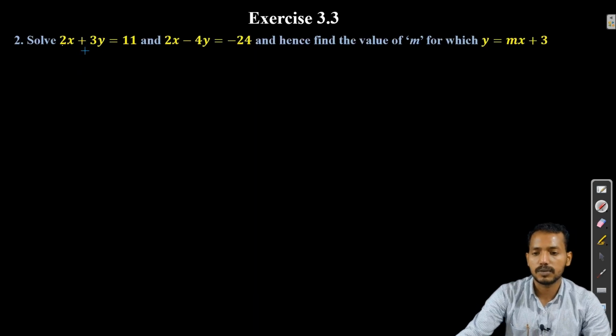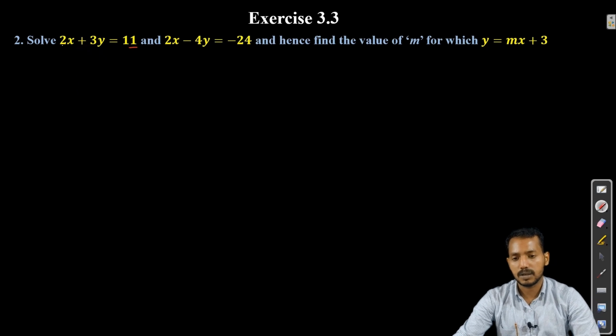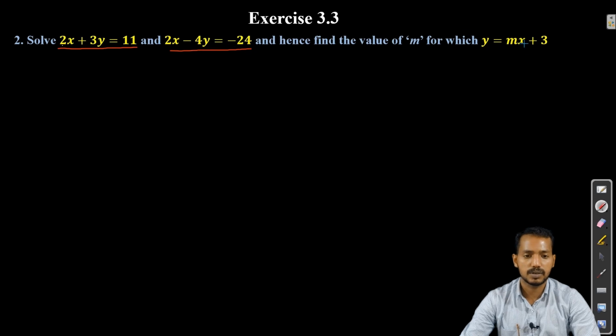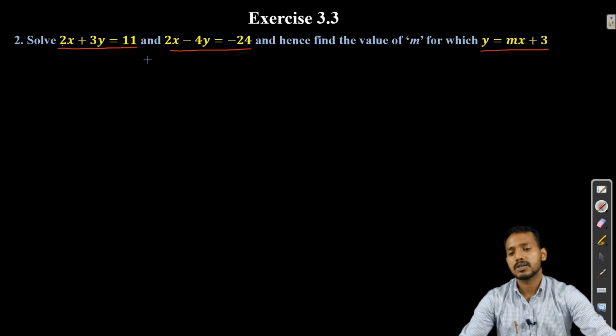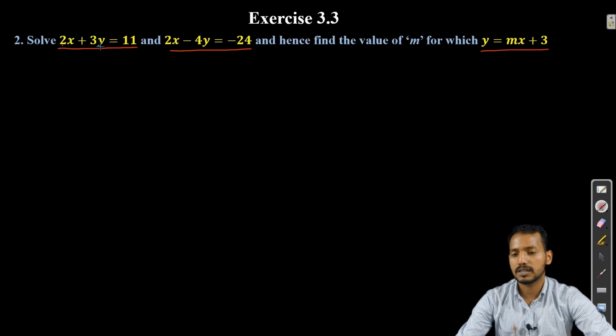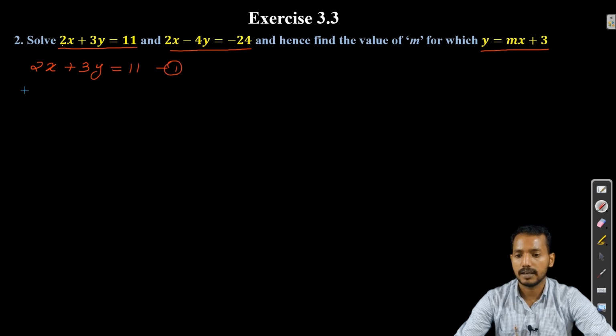Question number 2. Solve 2x plus 3y is equal to 11 and 2x minus 4y is equal to minus 24, and hence find the value of m for which y equal to mx plus 3. So here 2x plus 3y is equal to 11, this is equation number 1, and 2x minus 4y is equal to minus 24, equation number 2.